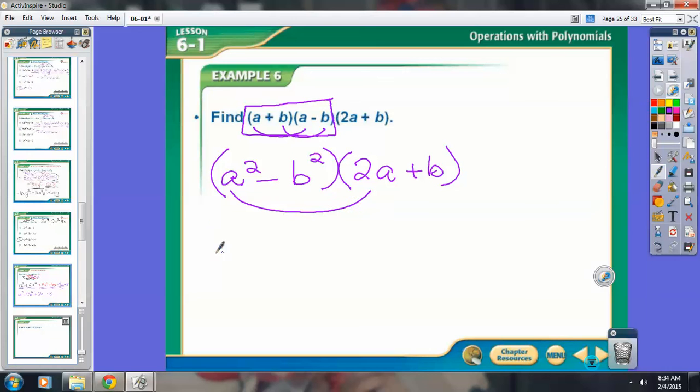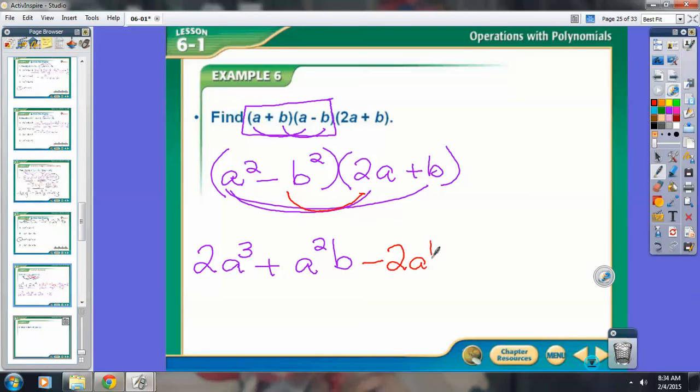So a squared times 2a, 2a to the 3rd power. A squared times b, plus a squared b. Next we can distribute our negative b squared. Negative b squared times 2 is negative 2ab squared. And please put those in alphabetical order. Negative b squared times b, negative b to the 3rd. Do we have any like terms that we can combine? No. This is our answer. We have 4 terms in our answer.